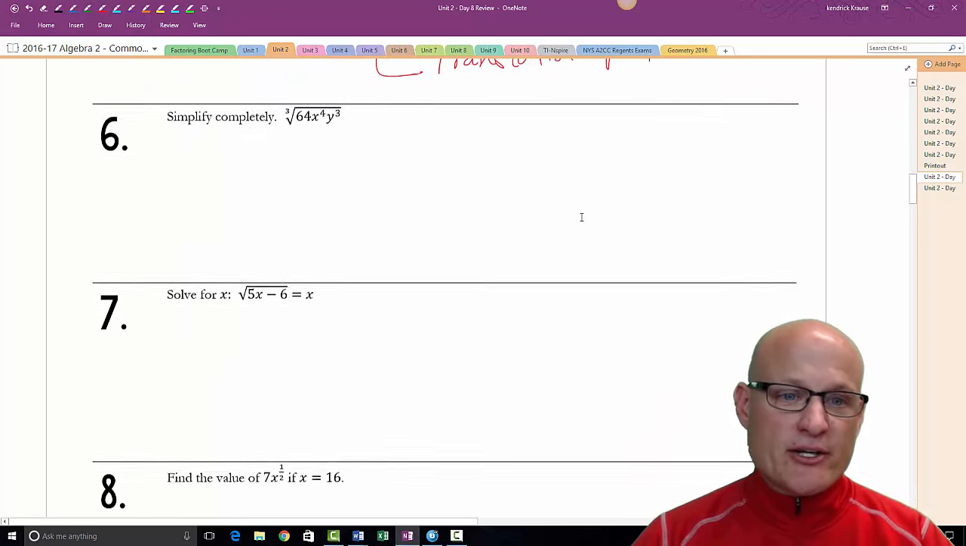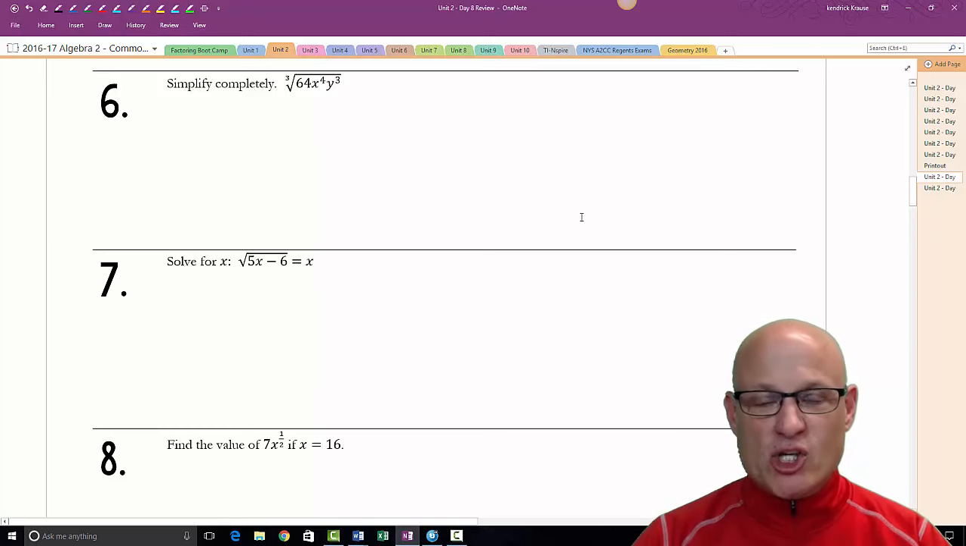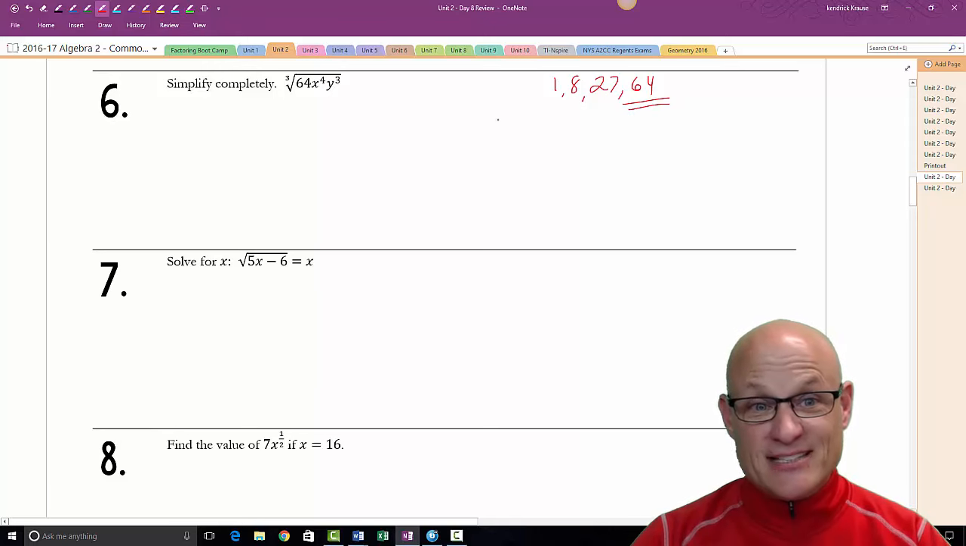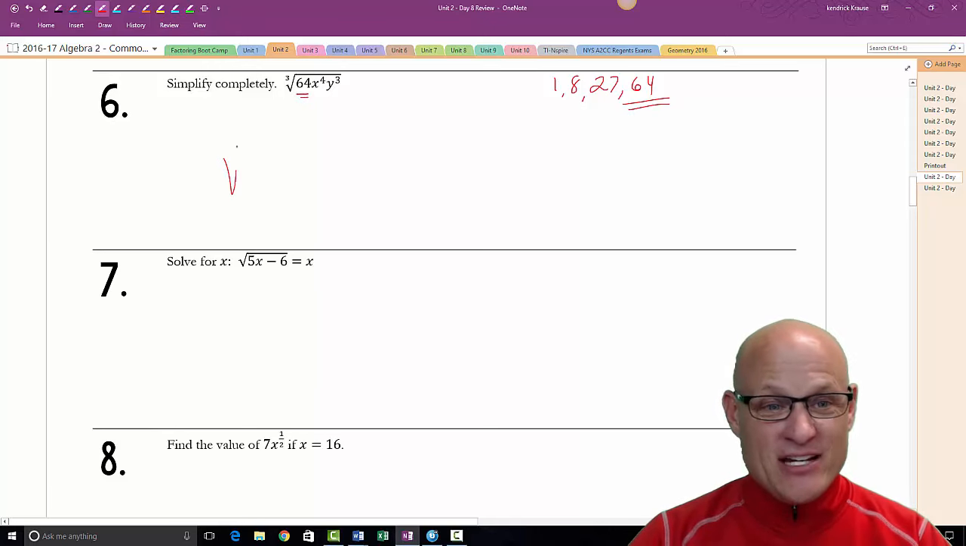All right, cube roots. We're going to take the cube root of this. So you got to know your cube roots. 2 times 2 times 2 is 8. 3 times 3 times 3 is 27. 4 times 4 times 4 is 64. I probably can stop there, can't I? Because it's 64. Yay! So the cube root of 64.